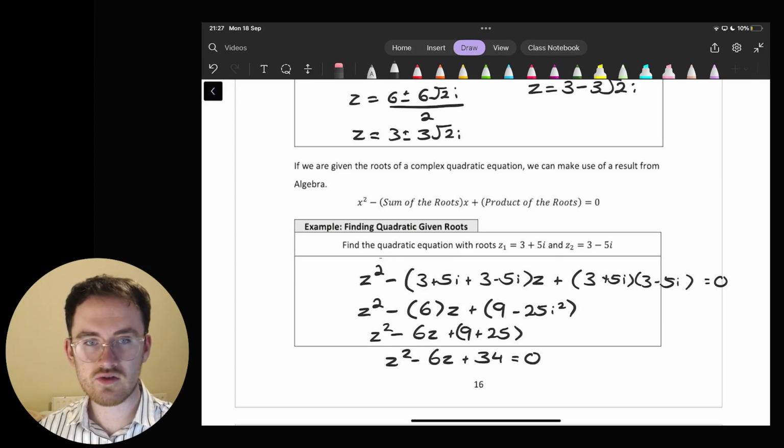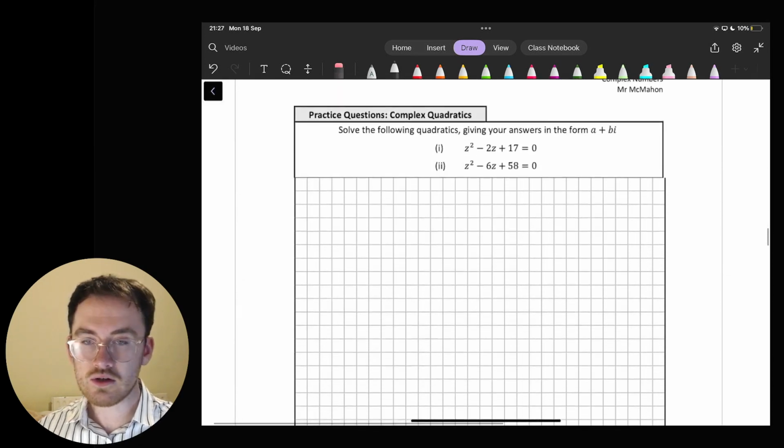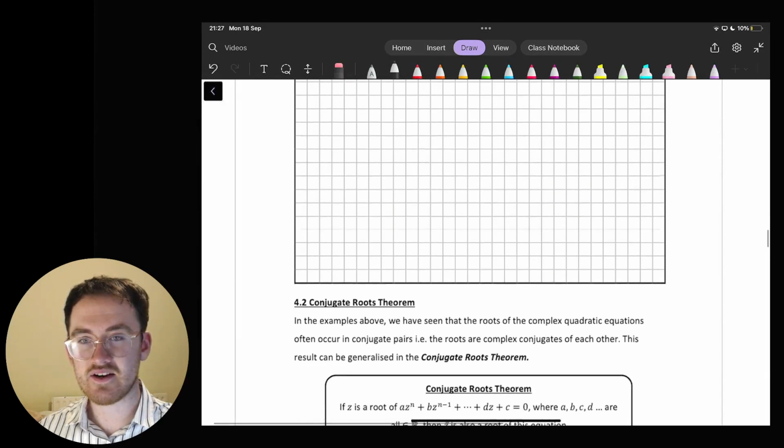So again, fairly straightforward, just a matter of practicing it with our complex numbers as opposed to our other examples. We've two quadratics here. I'm going to leave those as practice questions. Again, you're just using your minus b formula, subbing those values in as we did in that first example.